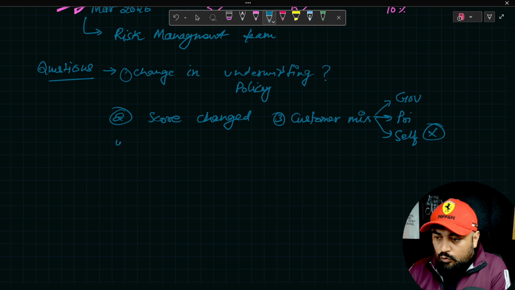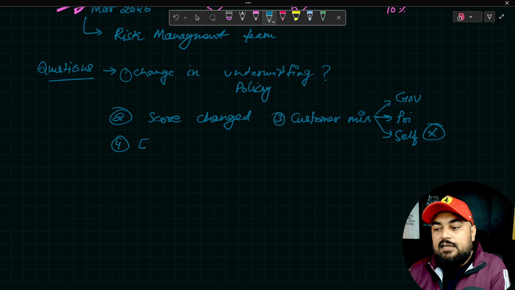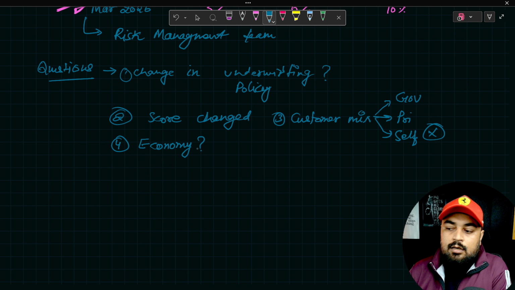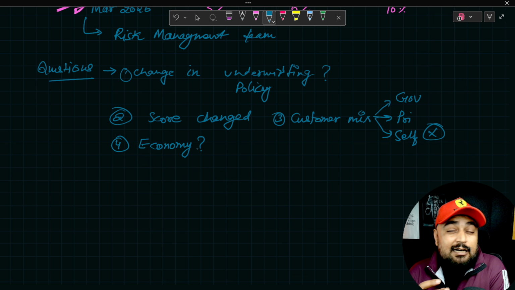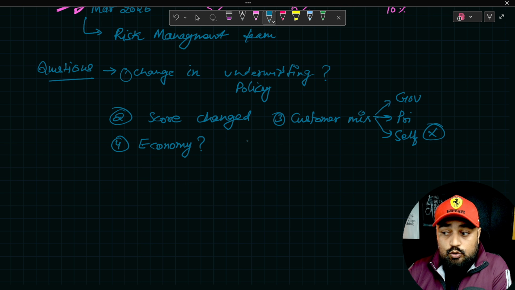Then you will check the fourth question. You can ask if there is a change in the economy of that country. For example, any war happening, any sudden changes in the crude oil price and this and that. So many different factors come in: macroeconomic, geographical and geopolitical questions. All those things are part of the economy. You need to check those reasons also.